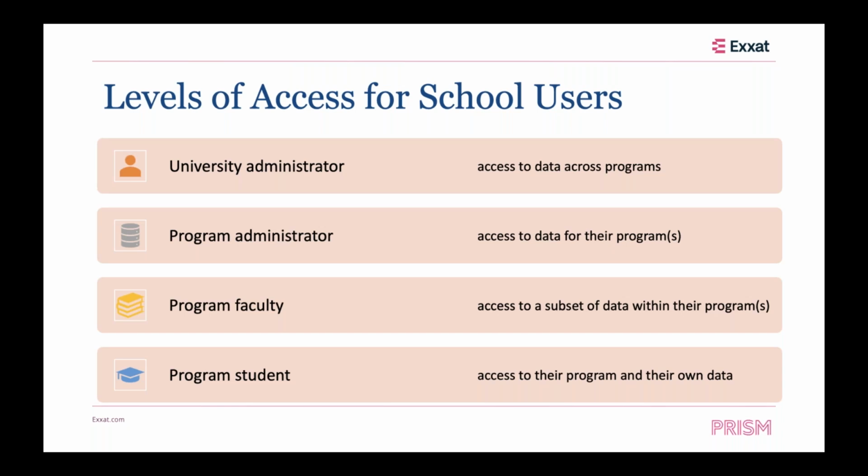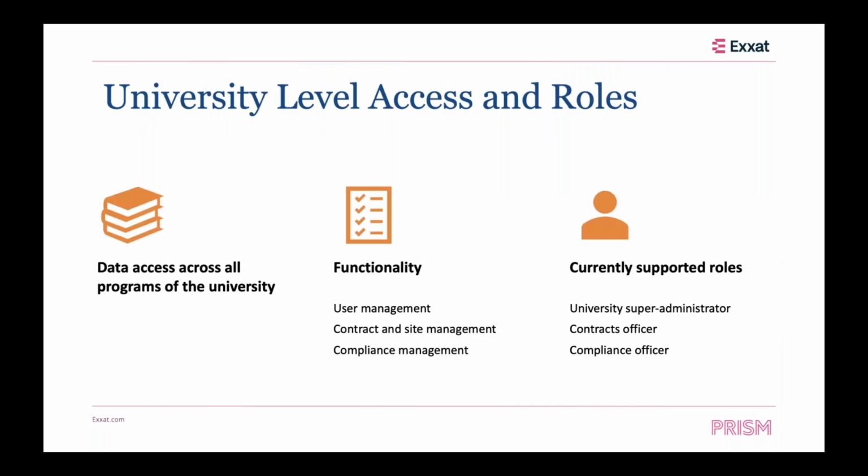Third level of access is program faculty. They get access to a subset of data within their programs, again based on association. So if you're teaching a course, you get access to students who are registered to that course. If you are advising certain students, you get access to their data. That's the third level. And the lowest level is program student, who only have access to their data and their program. We'll dig deeper into the first three.